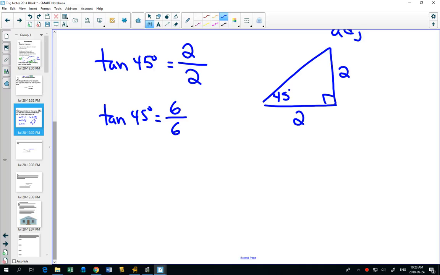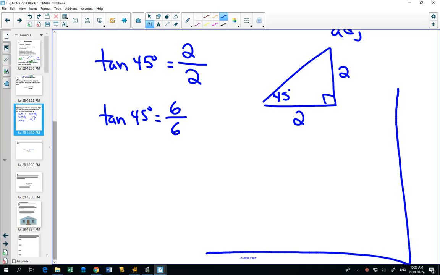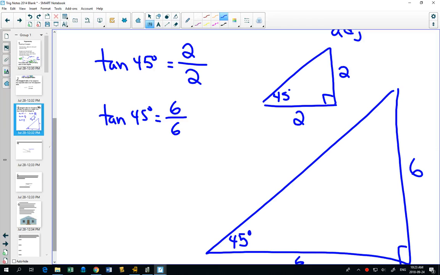Well, what that means is I could draw, I should have made my 2 ones smaller. I could have drawn this bigger triangle. And if that's 45 degrees, and this side is 6, then this side has to be 6, because the ratio stays the same no matter what size of triangle you have.